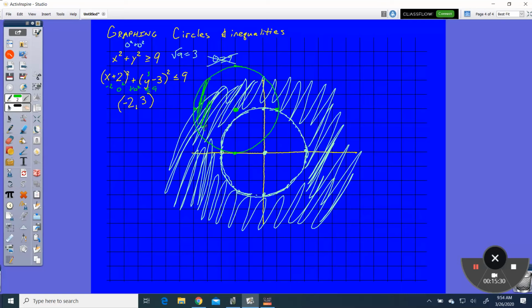So the only place where these two intersect is inside of this circle. So this region is the solution to this system of inequalities because it is shaded for both of them. So that's that kind of a problem. That's the end of the notes for that section. Hopefully it goes well for you. Good luck.